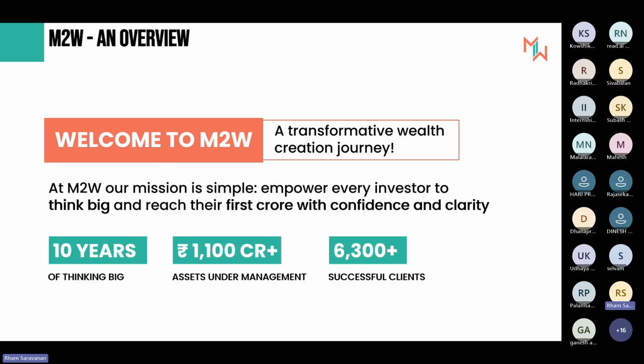What M2W gives is strength in experience and scale. We bring 10-plus years of investment thinking, managing over 1,100 crores of assets, and we have supported more than 6,300 successful clients through multiple market cycles: bull markets, bear markets, and long periods of consolidation. This experience matters because wealth is not built in a perfect market. It is built by staying consistent during the imperfect market. So M2W combines goal-based planning, disciplined SIP investing, proper asset allocation, and regular reviews, so investors don't feel lost when markets are volatile and flat.